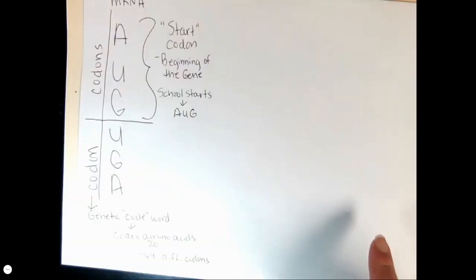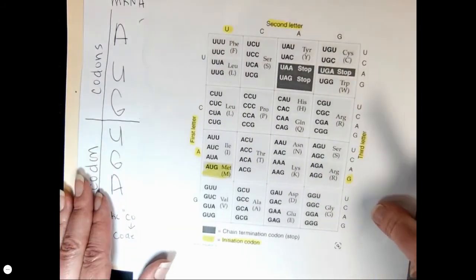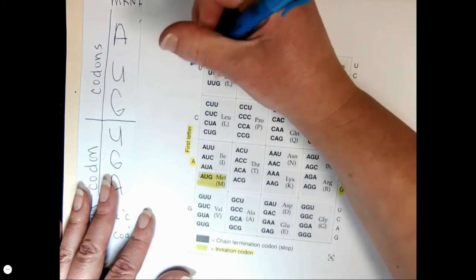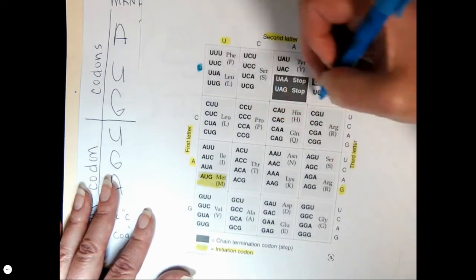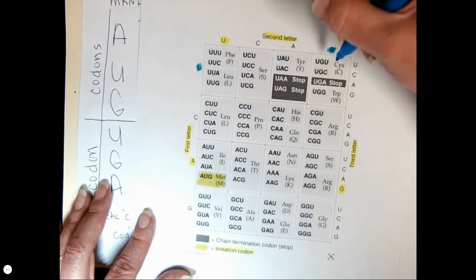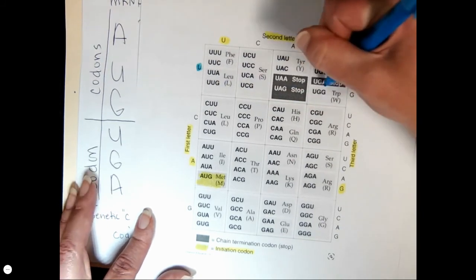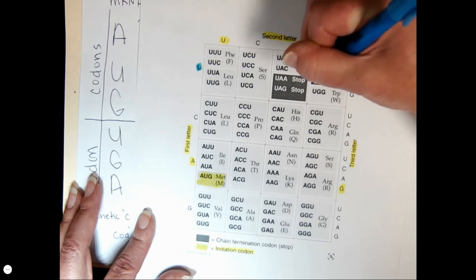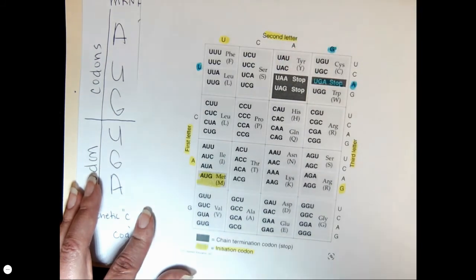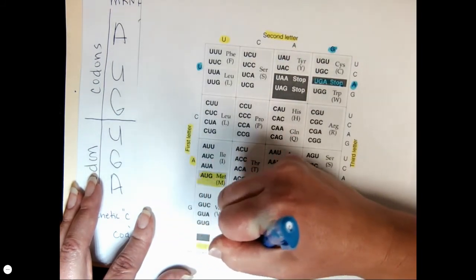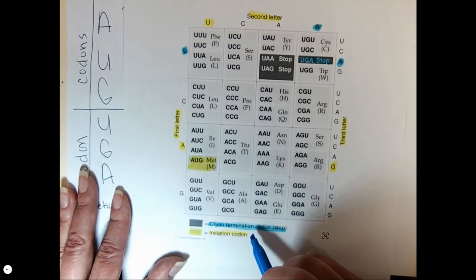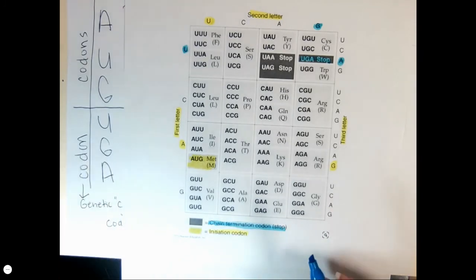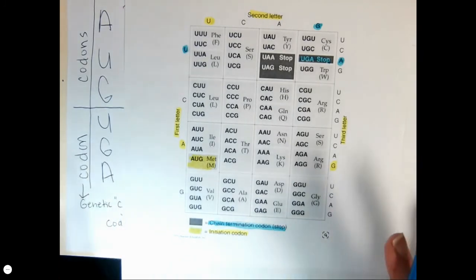Now we're going to see this same thing on our traditional chart. First base is U, so there's our row. Second base is G, so there's our little block. And the third is A, and there's our last row. So UGA is the termination sequence, the termination codon, and it just means stop translating here. It's the period at the end of this genetic sentence.